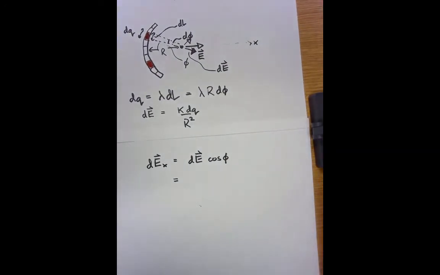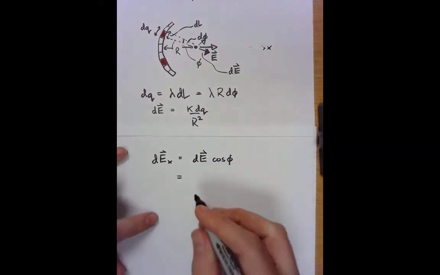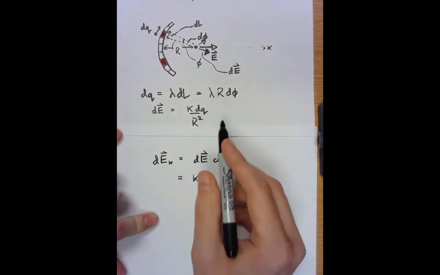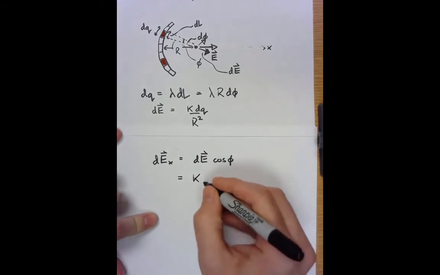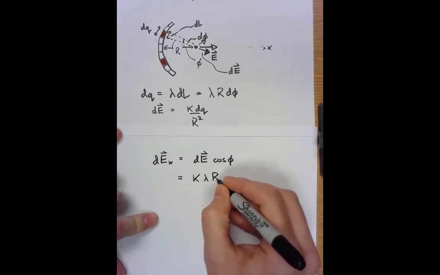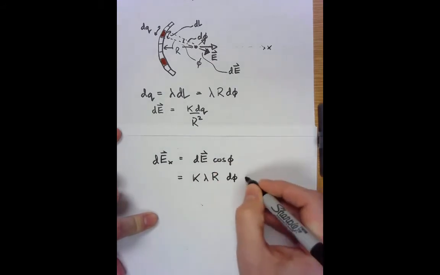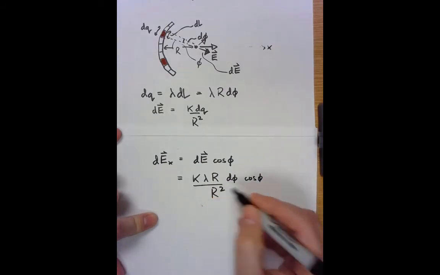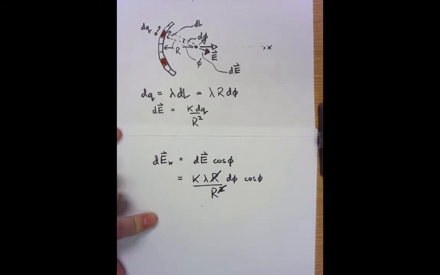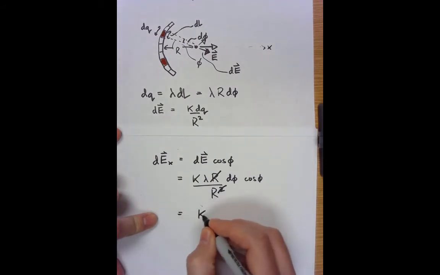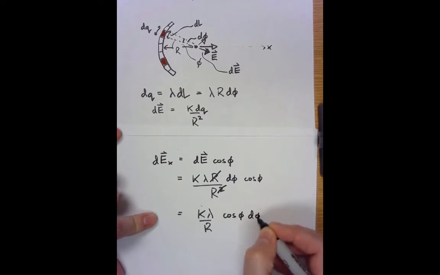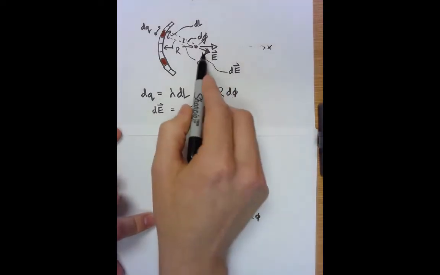and we can write this as k dq, which is lambda R d phi, so k lambda R d phi times cosine of phi divided by R squared, right? And this R cancels one of those R's. So we're left with k lambda over R times cosine of phi d phi. Okay, so this is the x component due to this.